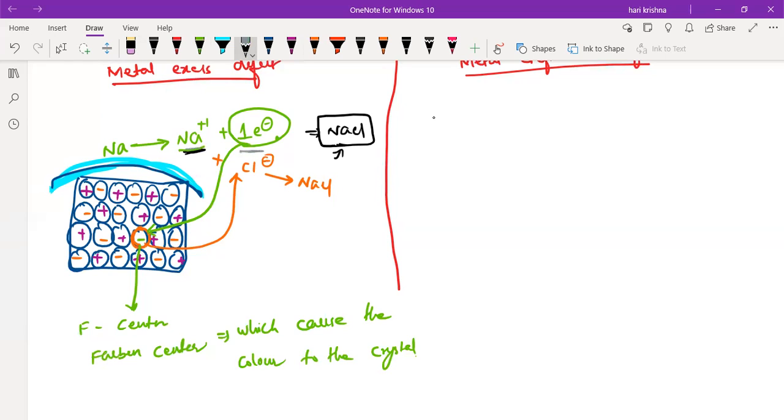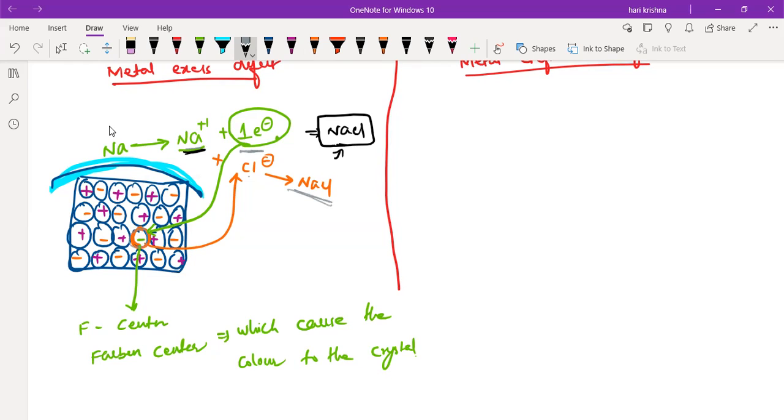Now, for the NaCl formation on the surface of the crystal, the absence of chlorine will be there. So this chlorine will come from inside the crystal itself. Whatever chlorine atoms are present inside the crystal will go to the surface. Now it will combine with the Na+ ion, so it will form NaCl. Wherever the Cl atom is missing inside the crystal, there is an empty space.